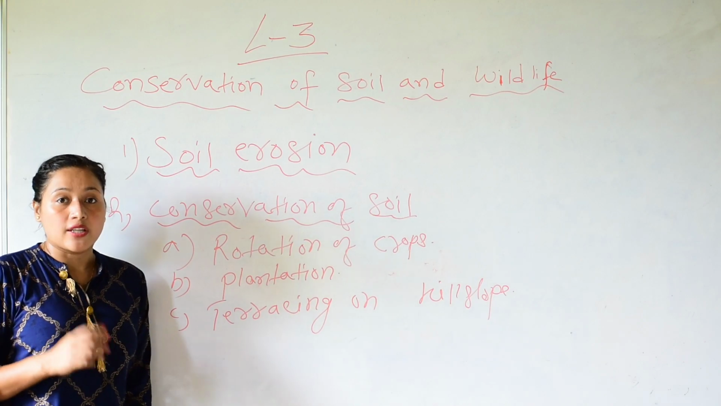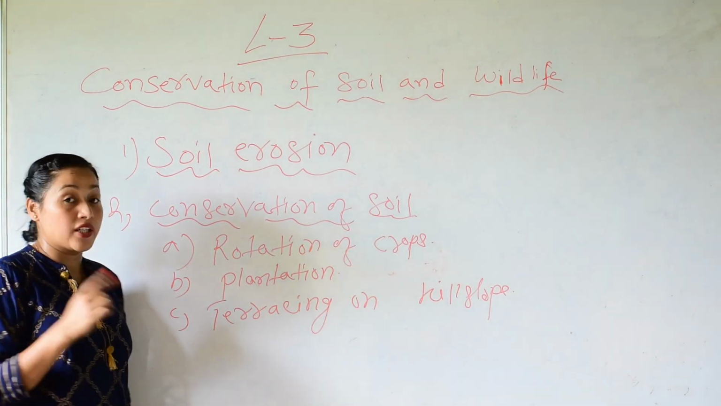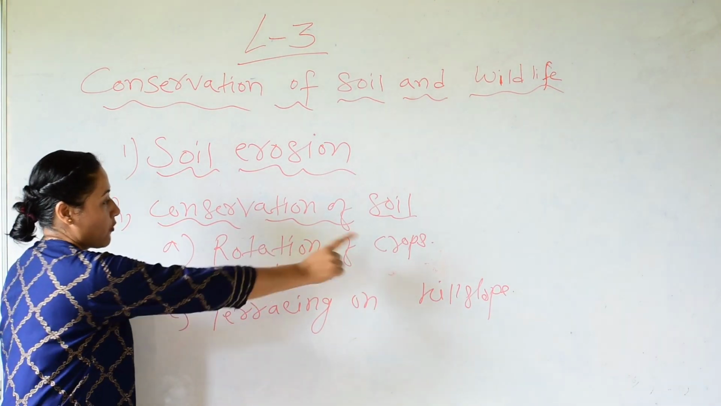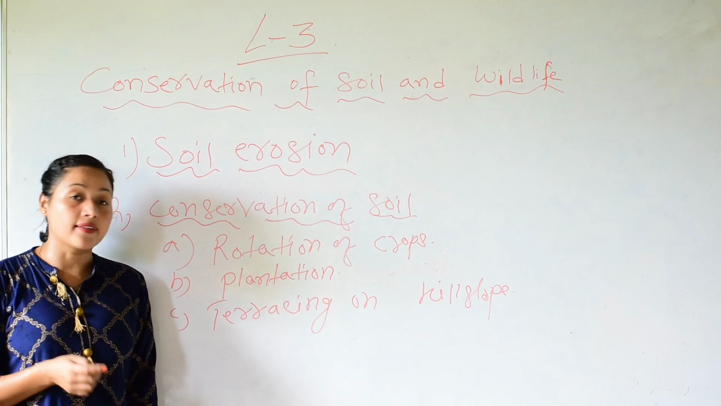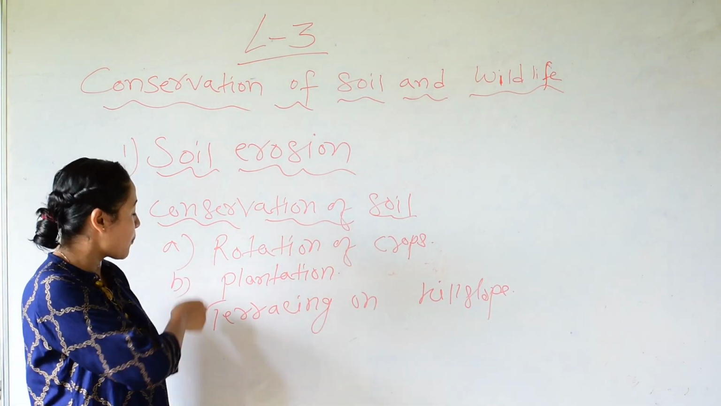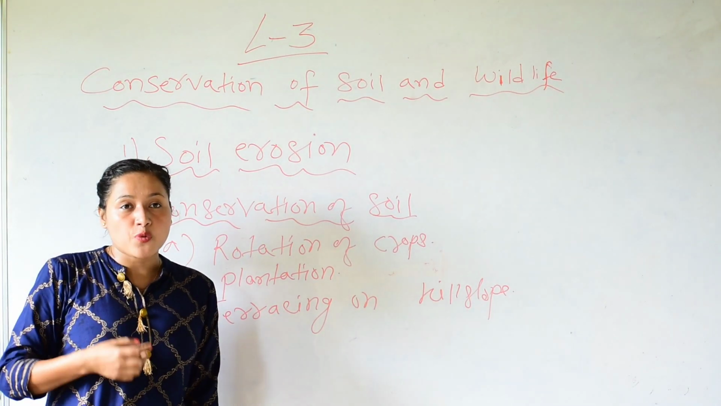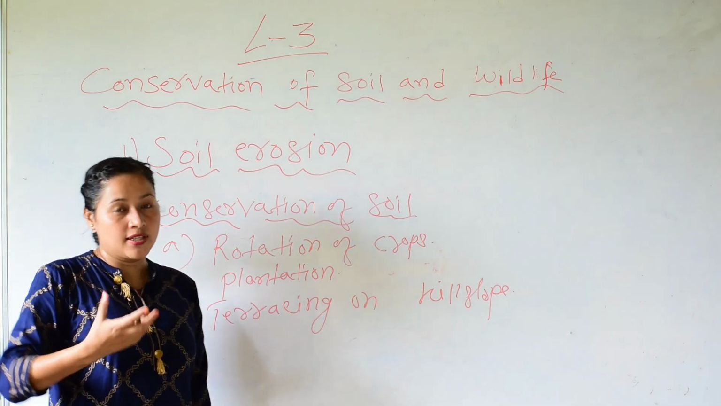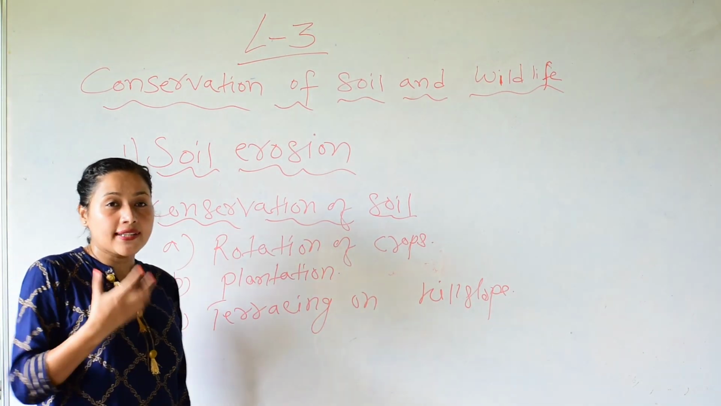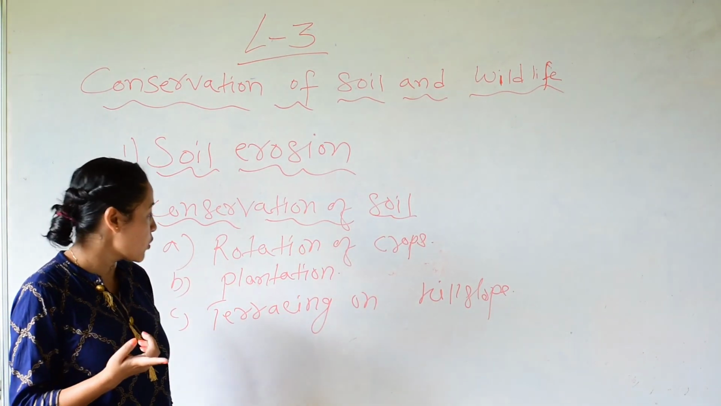Some methods are adopted nowadays in order to preserve the soil and in order to protect the soil. Under it, bracket A is rotation of crops, plantation, and then terracing on hill slope. Let me give you a definition of these 3 points. Rotation of crops. Now the farmers, when they go with rotating the crops, like changing the crops seasonally or period wise, it can protect the soil from destroying. That is rotation of crops.